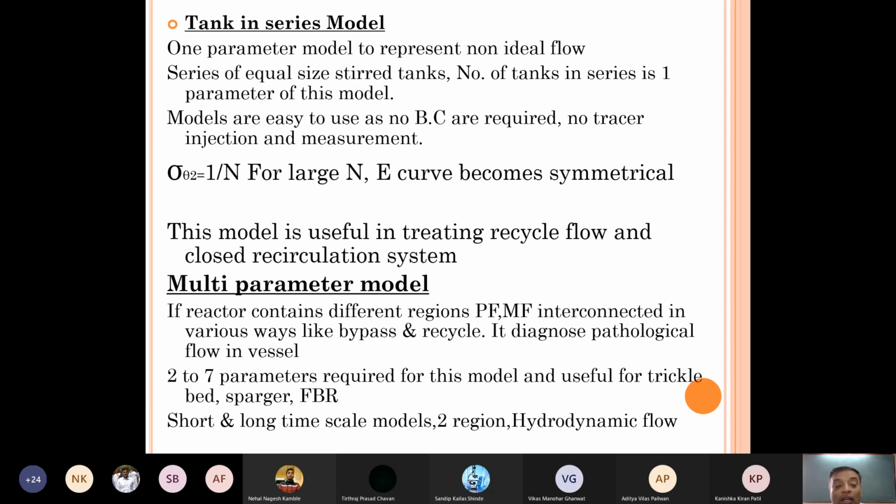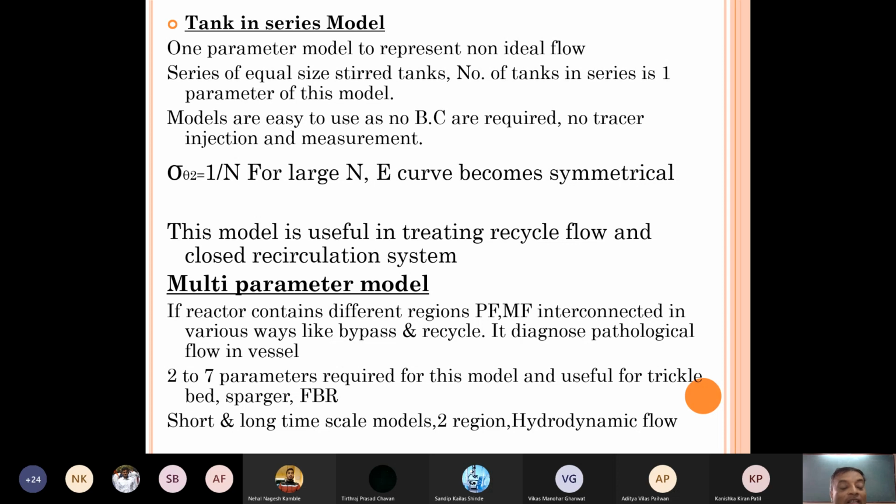Okay. हा पुढचा प्रश्न गेटला विचारला होता. If number of n is large, meaning number of tanks in series is large, then E curve becomes symmetrical. हा प्रश्न गेटला कॅम्पसला विचारतात. E curve in Tankin series model becomes symmetrical when number of n moves toward infinity. जसं जसं n वाढतात, number of tanks in series वाढतात, तसं E becomes more symmetrical. n कमी असेल, E becomes unsymmetrical.